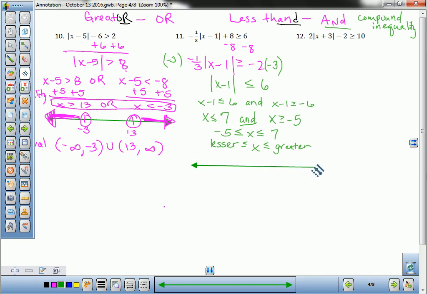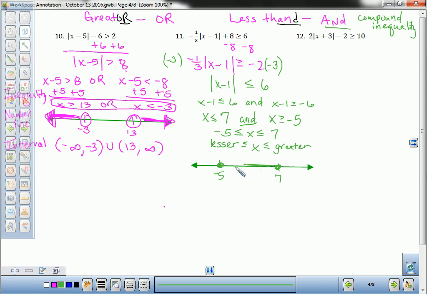that when we draw it on a number line, because we have the equal to, we're going to have those closed circles. And because it goes less than 7 and greater than negative 5, it comes together. And comes together or goes apart.